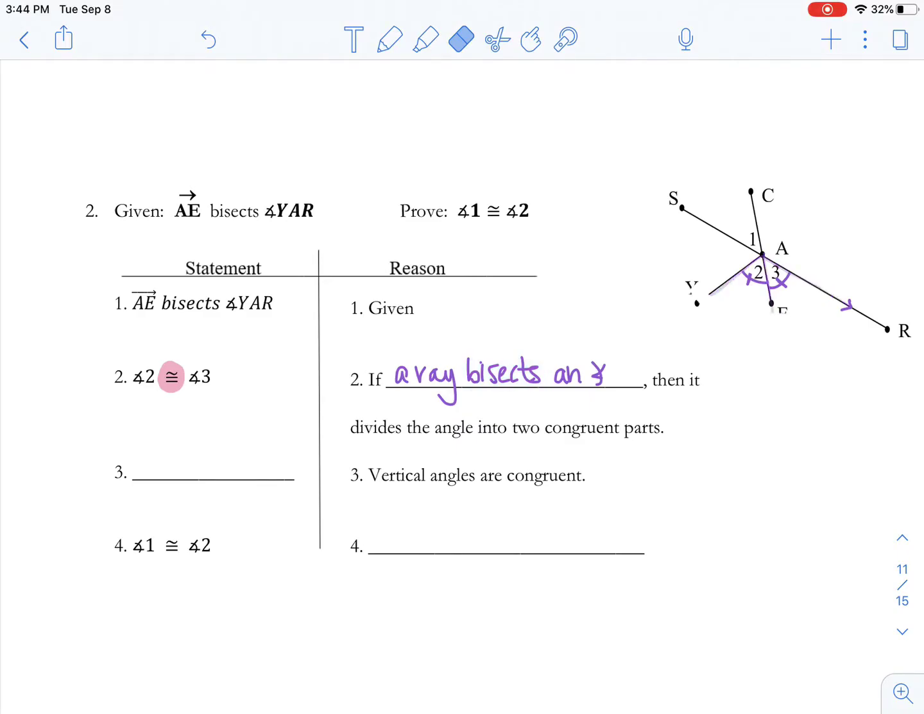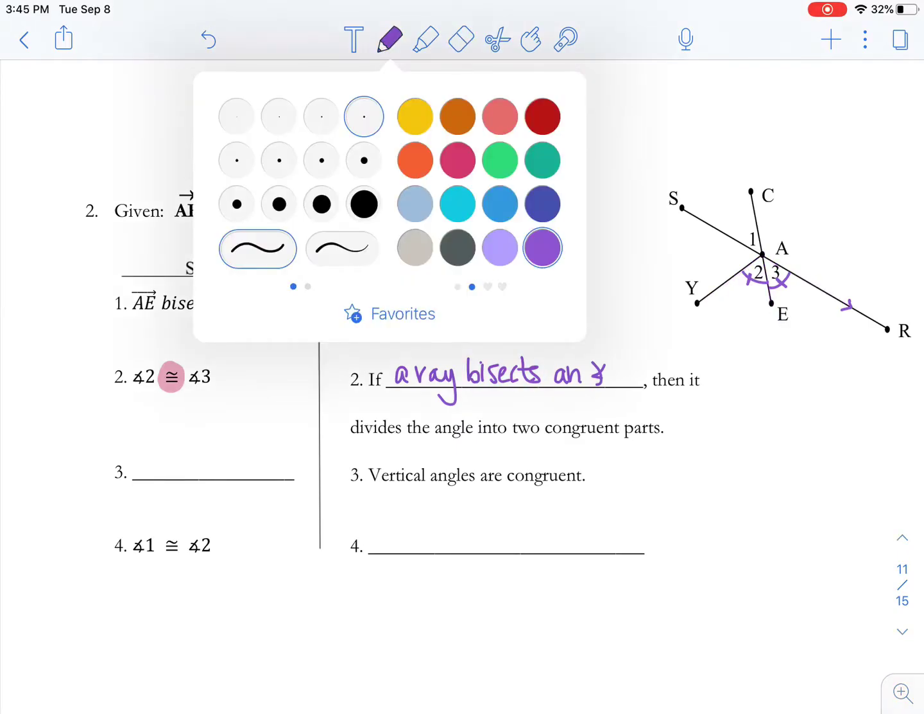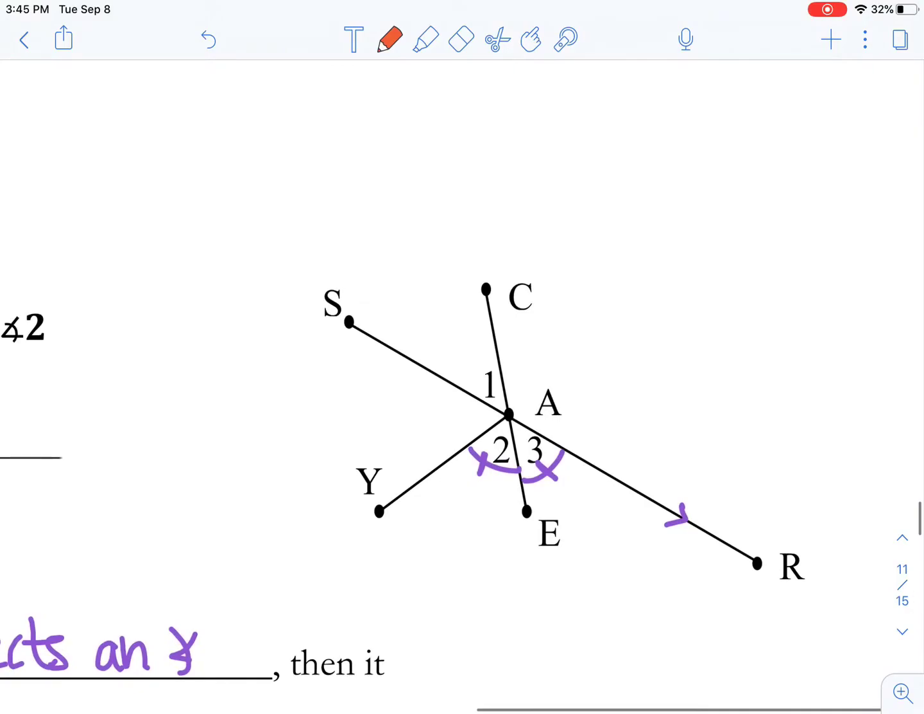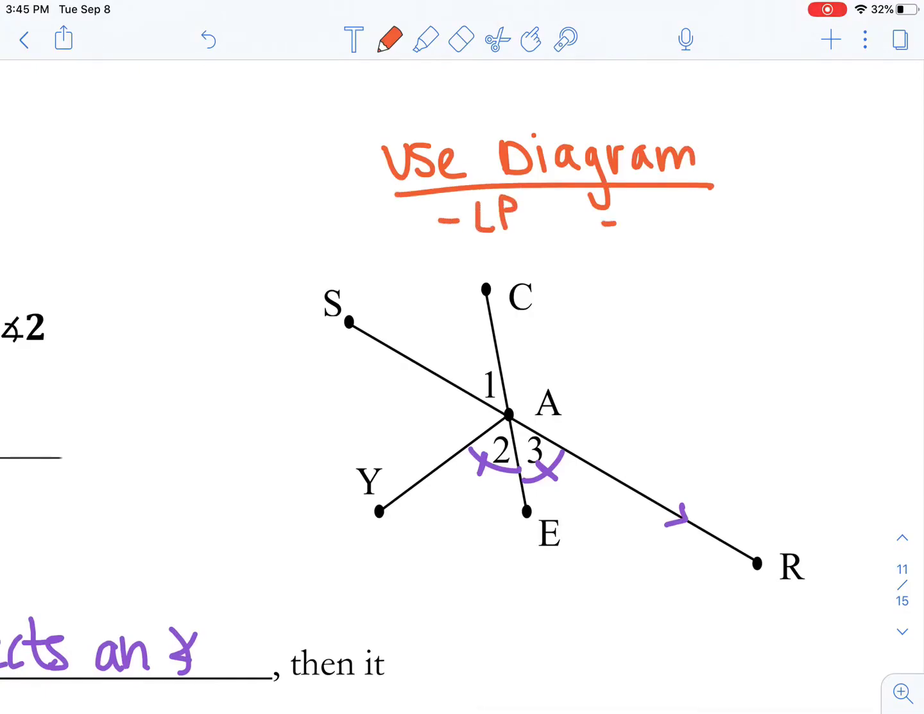So let's keep going. Remember, ultimately they want us to prove that angle 1 is congruent to angle 2. But they only gave us that one piece of information. With that one piece of information, we're not quite there yet. So what do we do when we need more info? Well, when we need more info, we use our diagram. From our diagram, we can assume a couple things. We can assume angles form a linear pair. We can also assume vertical angles. We can identify vertical angles from the diagram.